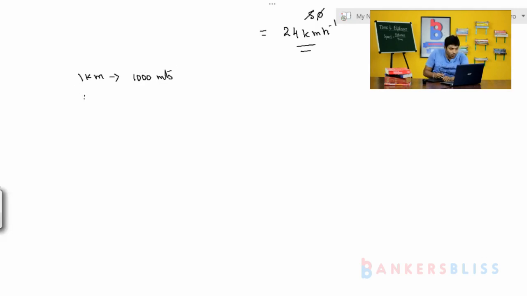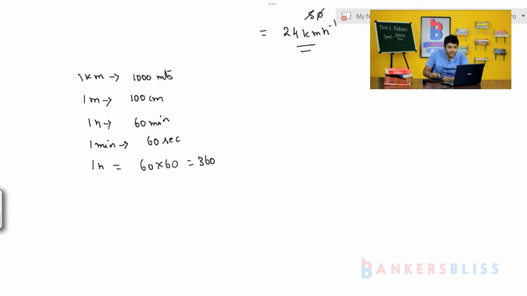Next, 1 meter is equal to how many centimeters? 100 centimeters. Next, 1 hour means how many minutes? 60 minutes. Next, 1 minute is equal to how many seconds? 60 seconds. Then 1 hour is equal to how many seconds? 60 into 60, that is 3600 seconds. See, 1 hour means 60 minutes, 1 minute means 60 seconds. Therefore, 60 into 60, that is 3600 seconds.